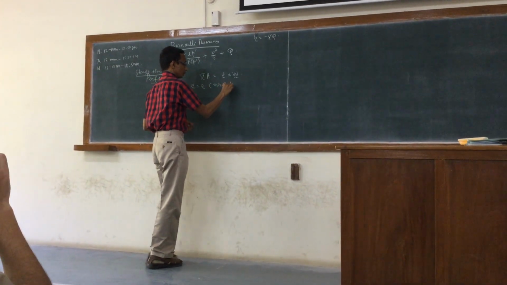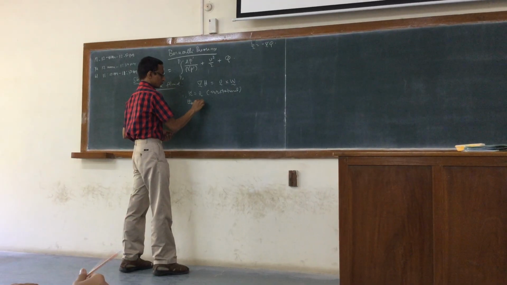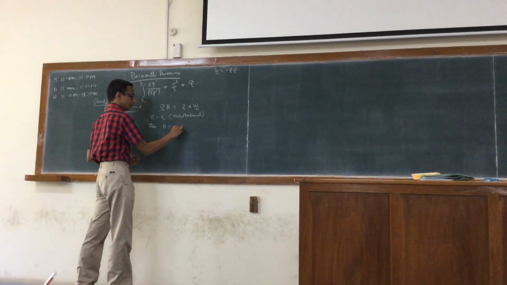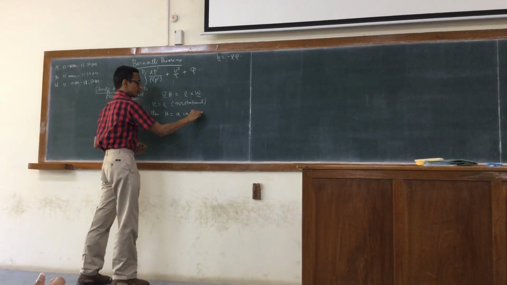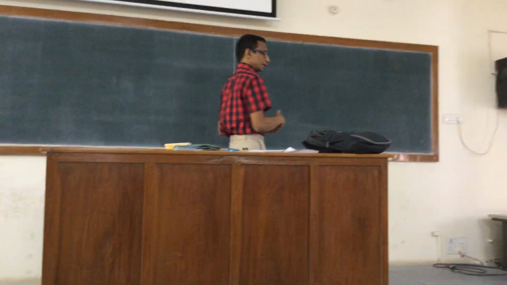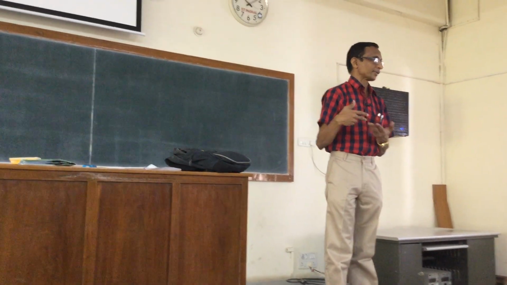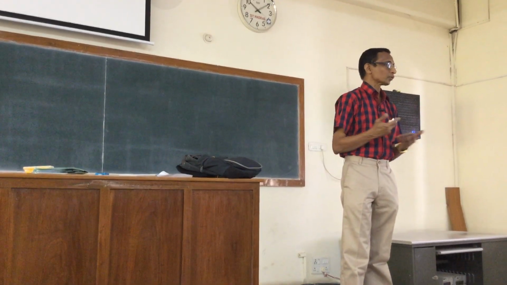Irrotational, then clearly H is a constant in the entire flow region. The steady flow means there is no variation in time. So the gradient of H is 0, which means all the spatial derivatives of H are 0, which means H remains a constant throughout the flow.